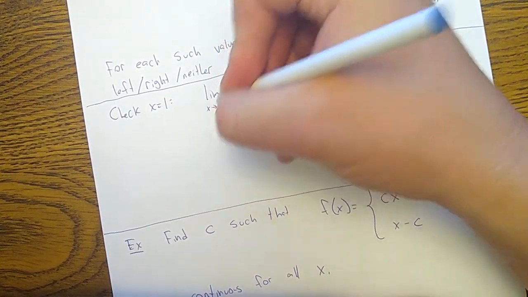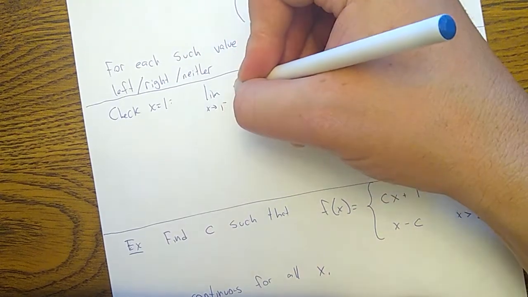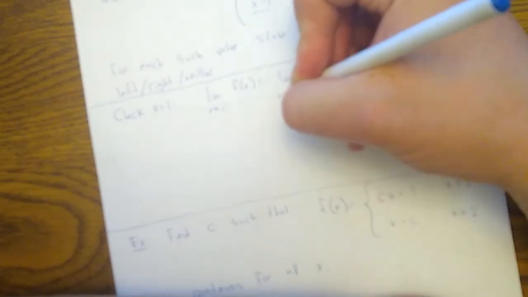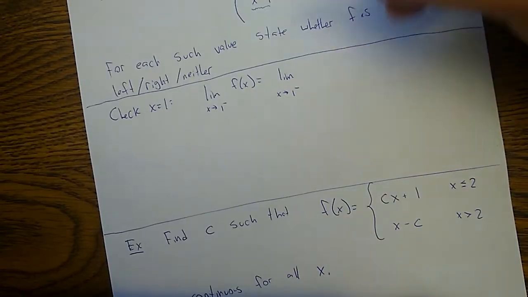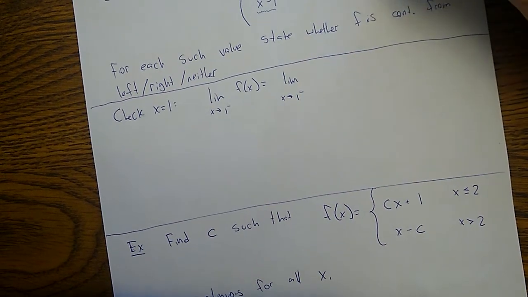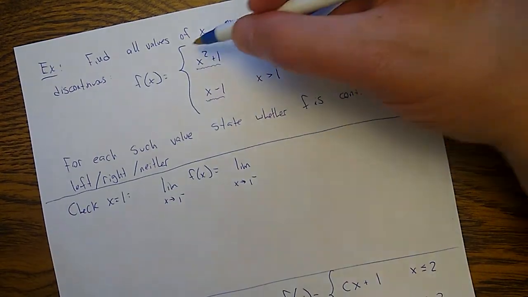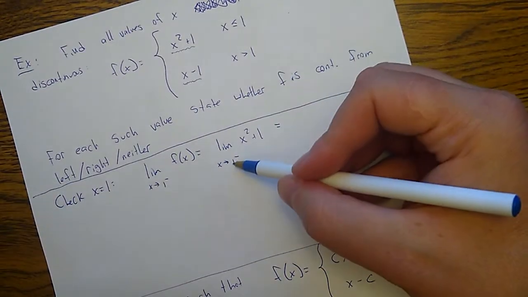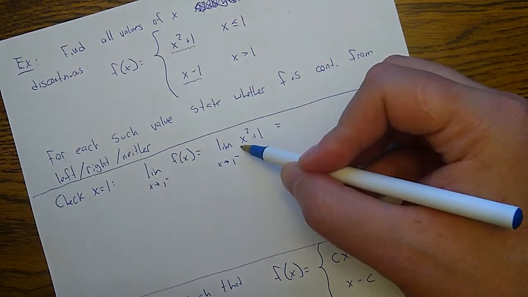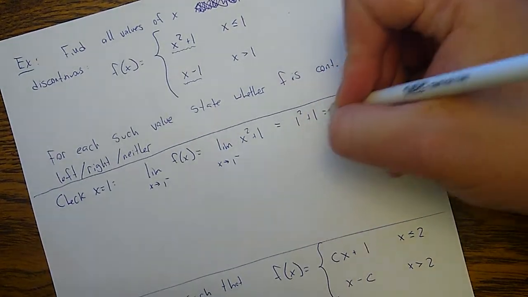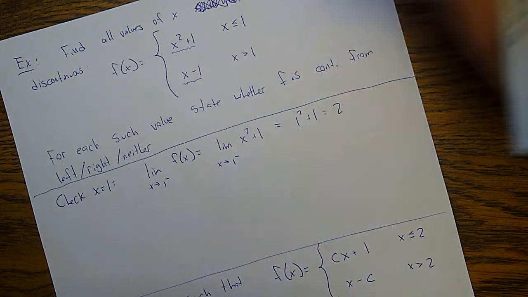The limit as x goes to 1 from the left of f of x. Well, for values of x that are smaller than 1, because I'm doing it from the left, if x is smaller than 1, then I use this formula. So I'm going to use x squared plus 1. And now that I know that, and I know that x is going to 1, now I can just plug it in. This is an elementary function. So I've got 2.